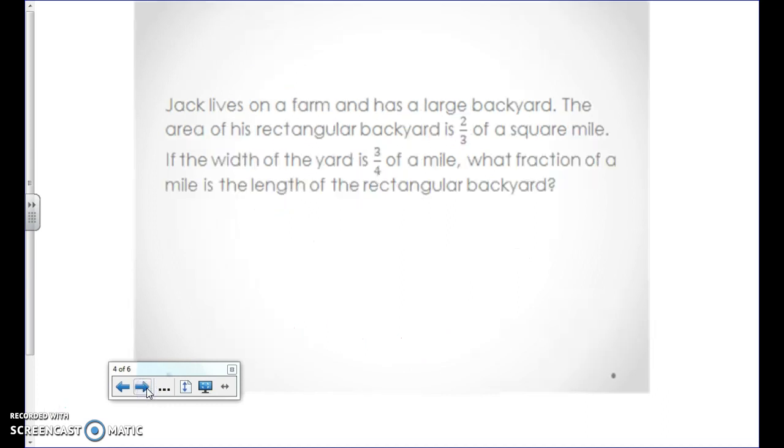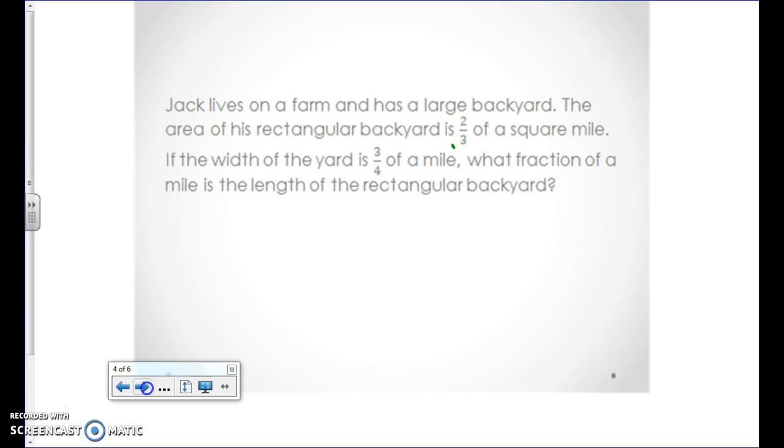Okay, so again, let's go to the next one here. Jack lives on a farm and has a large backyard. The area of a rectangular backyard is 2/3 of a square mile. If the width of the yard is 3/4 of a mile, what fraction of a mile is the length of the rectangular backyard? Wow, there's a lot of reading. Okay, again, I see fractions. I know that this problem would be so much easier if they didn't put fractions in there. So I'm going to use some numbers to make this a little easier first.